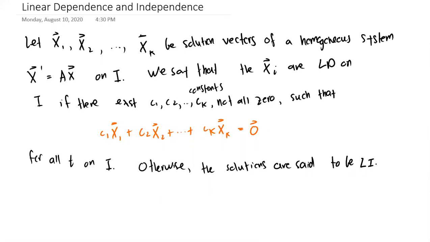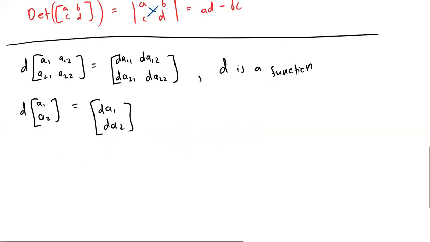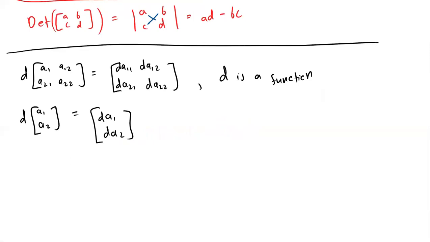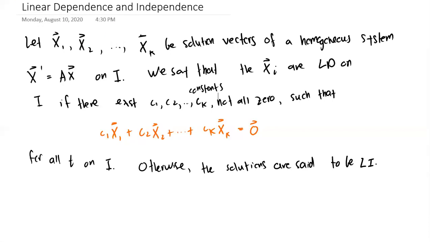And I say in this case because when I gave you the multiplication, this d here, when you multiply a matrix times something, doesn't have to be a constant. It can just be a general function. But here, when I have C1 times X1, the Ci's are all constants. So it's the same definition as in chapter 4. You need constants C1, C2, up to Ck, not all zero, such that this equation has solutions for all t on some interval I.